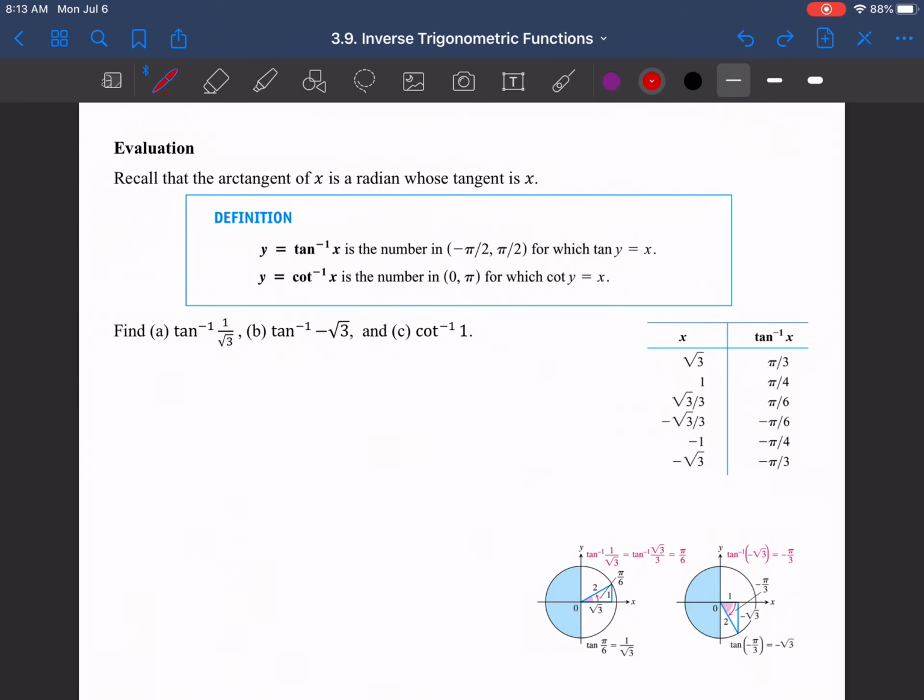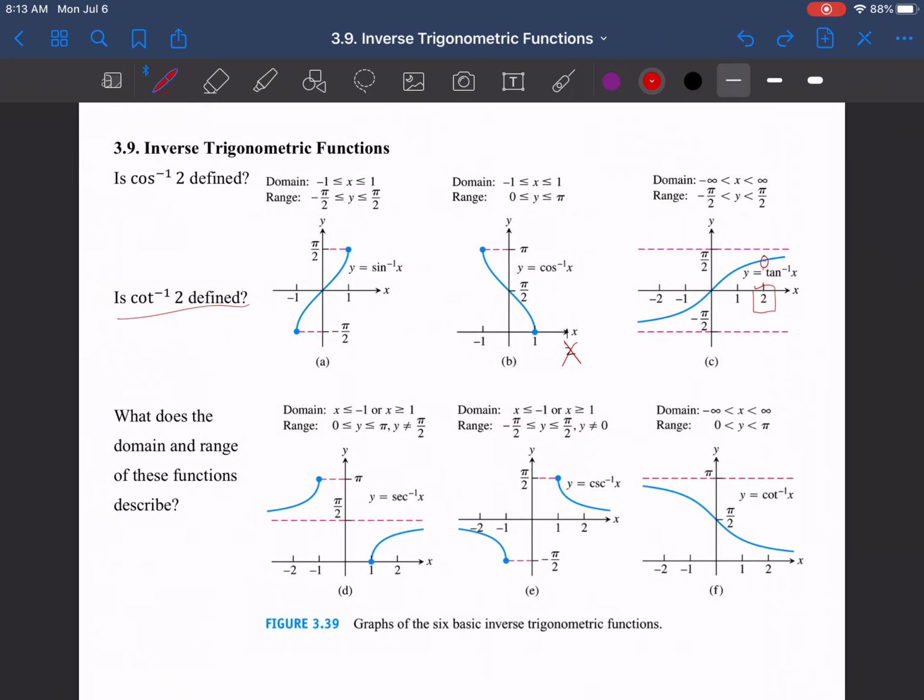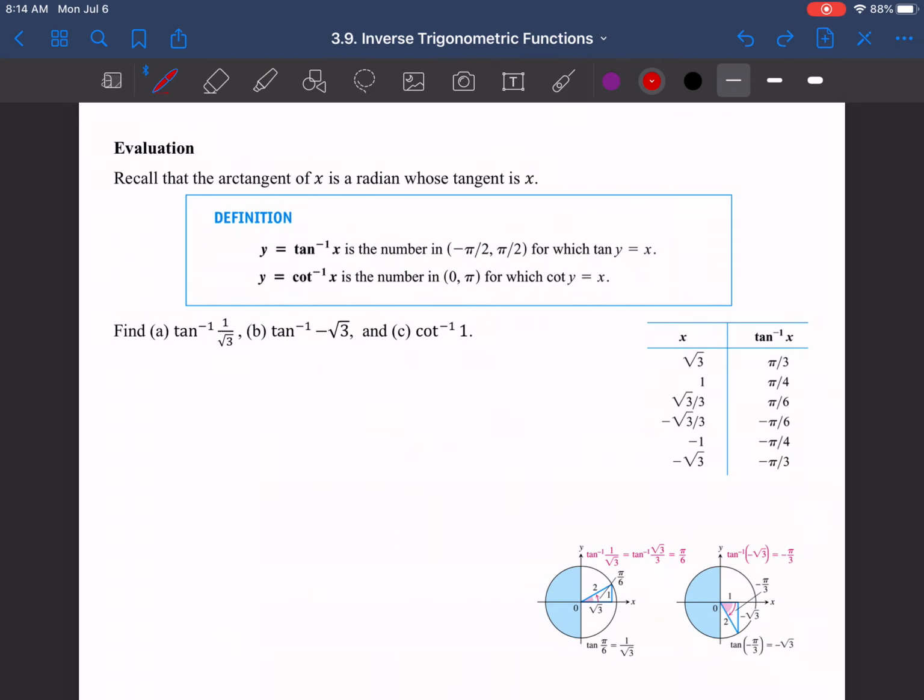So just a quick little review here. Let's recall that the arctangent of x is a radian, remember radian measurements, whose tangent is x, okay? So the arctangent of x is y, is the number in -pi/2 to pi/2 for which tangent of y equals x, right? They're inverses of each other. It's an inverted function. And then the same thing for cotangent, similarly, is the number between 0 and pi. And remember, we had to restrict these in order to keep them being functions, like in sine and cosine's case.